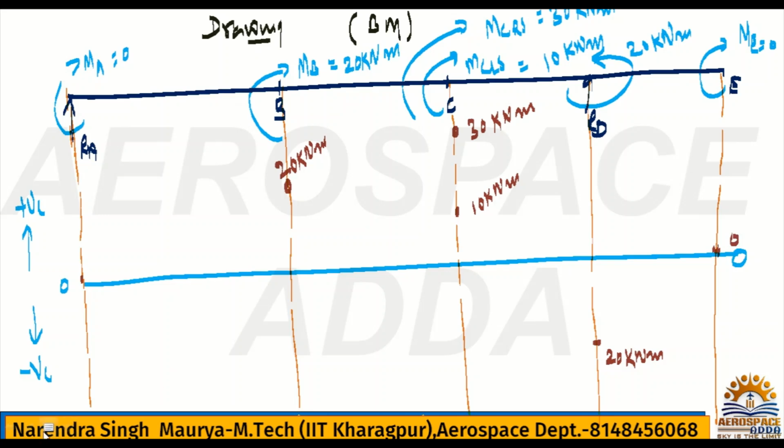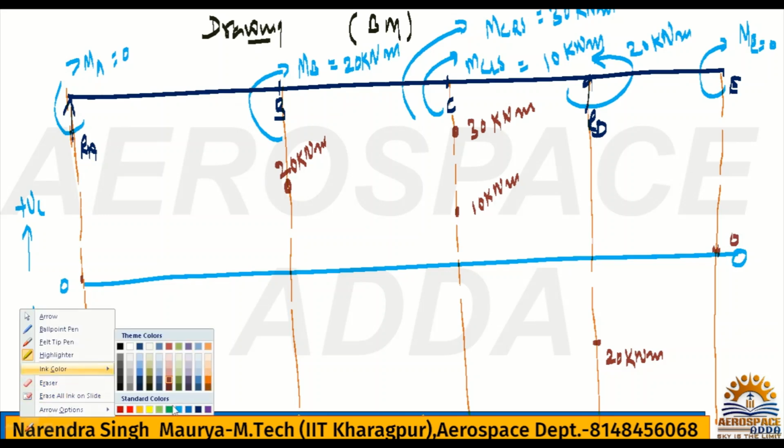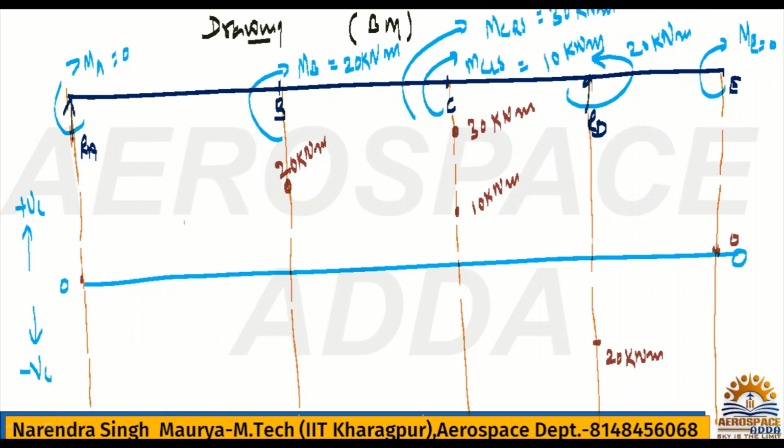Now we'll join it. See, it's very simple now. We start from 0 to B. Check in 0 to B what we have: it's a UDL. And between D and E we have a UVL. Always remember, for a UDL the SFD is an inclined line. If it is an inclined line for shear force, then for the bending moment diagram one more degree will be added. So it becomes a parabola. You have to draw a parabola something like this.